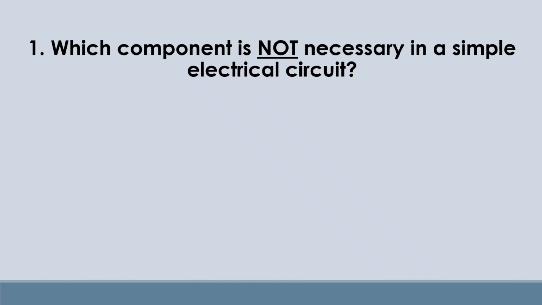For number 1, which component is not necessary in a simple electrical circuit? Again, which component is not necessary in a simple electrical circuit? As we all know, a simple electrical circuit is composed of three important parts or components so that the electricity will flow. So one of these is not important.